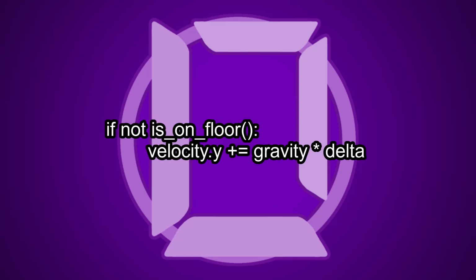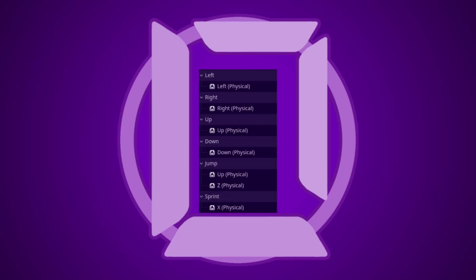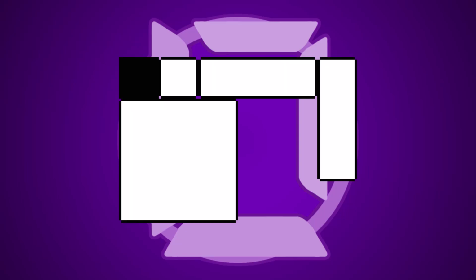I made sure that when the player is not on the floor, gravity is then applied to the Y velocity. I also added a jump mechanic in the handle gravity function. I also made sure to create 6 input maps for left, right, up, down, jump, and sprint. Once I finished all the fundamentals, I created a placeholder tileset to test all this out, and it works completely fine.